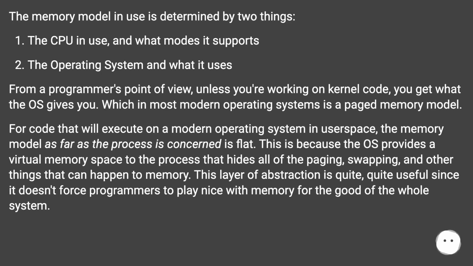From a programmer's point of view, unless you're working on kernel code, you get what the OS gives you, which in most modern operating systems is a paged memory model. For code that will execute on a modern operating system in user space, the memory model as far as the process is concerned is flat. This is because the OS provides a virtual memory space to the process that hides all of the paging, swapping, and other things that can happen to memory. This layer of abstraction is quite useful since it doesn't force programmers to play nice with memory for the good of the whole system.